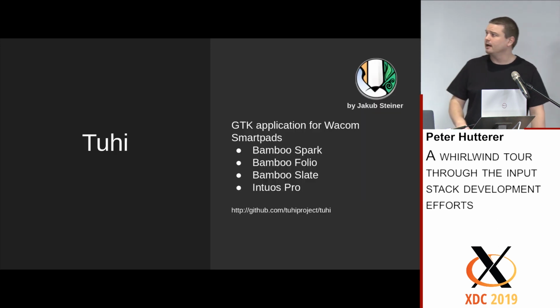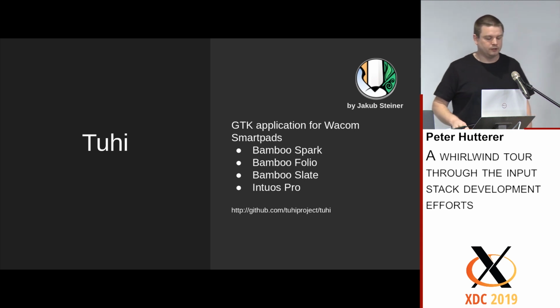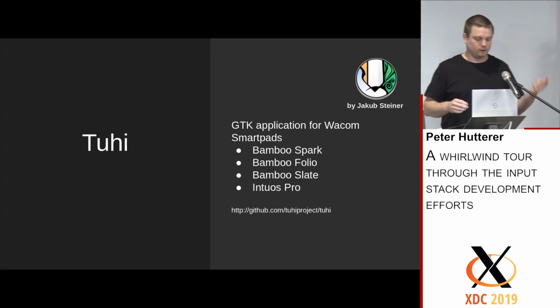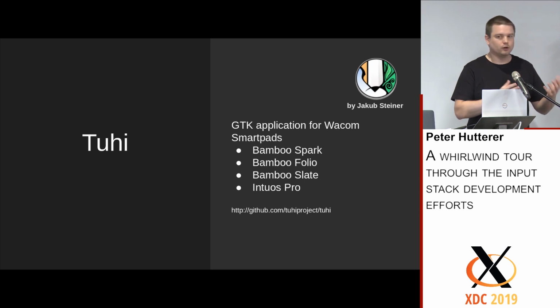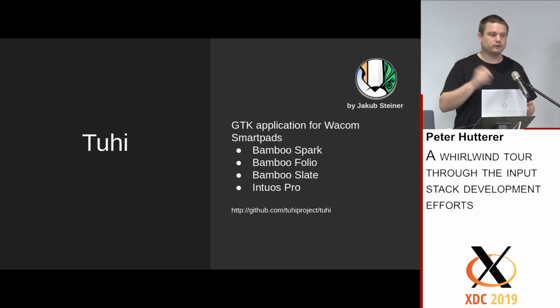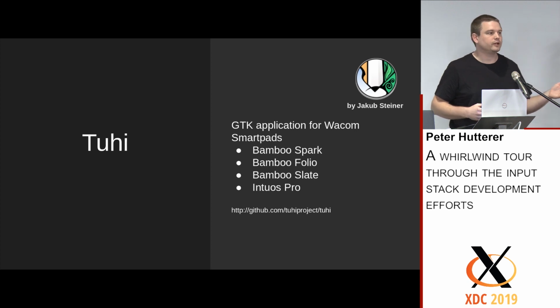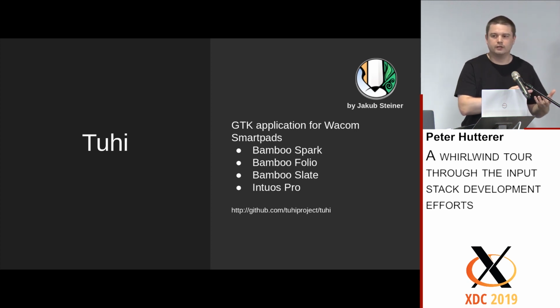Another thing we worked on is TUI, a GTK application for Wacom smart pads. That's currently 4 devices. That's the Bamboo Spark, the Folio, the Slate, which are all devices that are basically notepads. It's a physical notepad with a physical pen. You draw on it. Underneath the thing is a Wacom tablet that records all the strokes, stores it internally in memory. Later, you connect via Bluetooth LE, and you download all the data, and bam, you have your drawing that you drew on physical paper. You got it on your computer.